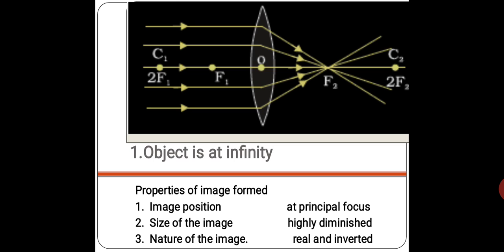Since we assume only parallel rays from an object at infinity, all these parallel rays refract through the principal focus of the convex lens on the other side. So all these rays seem to converge at principal focus. So the image is formed at the principal focus of the convex lens on the other side of the lens. The images thus formed have the following properties. The image position is at principal focus. The size of the image is highly diminished and the nature of the image is real and inverted.